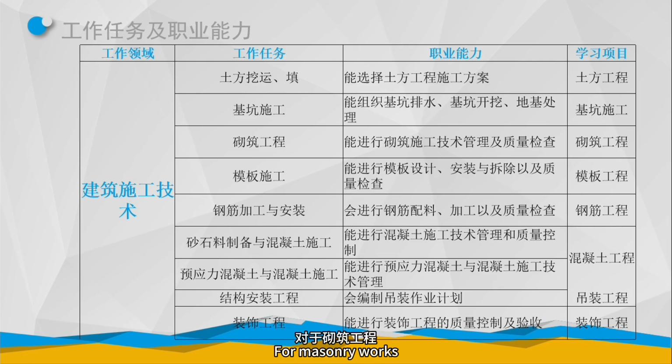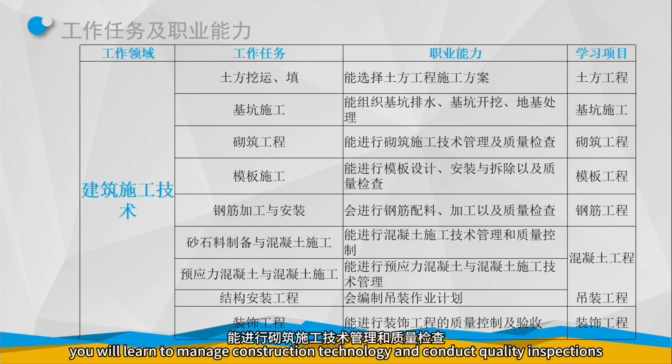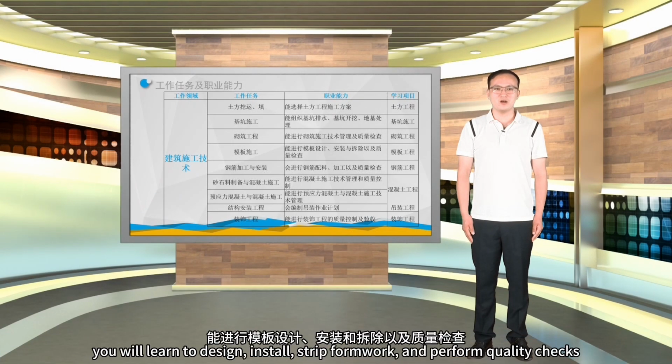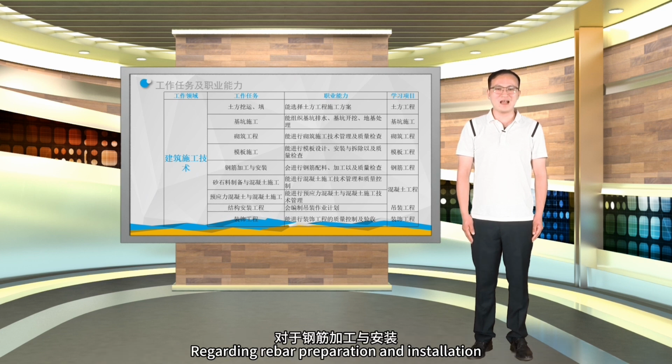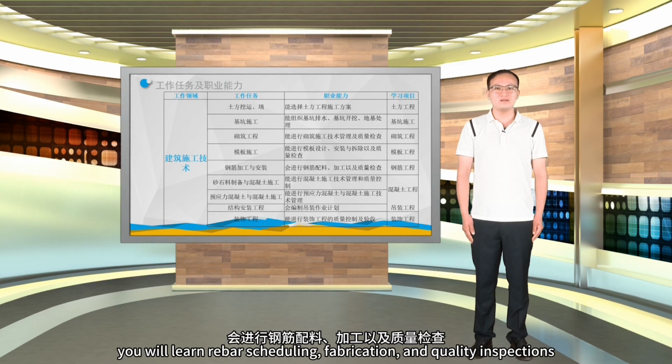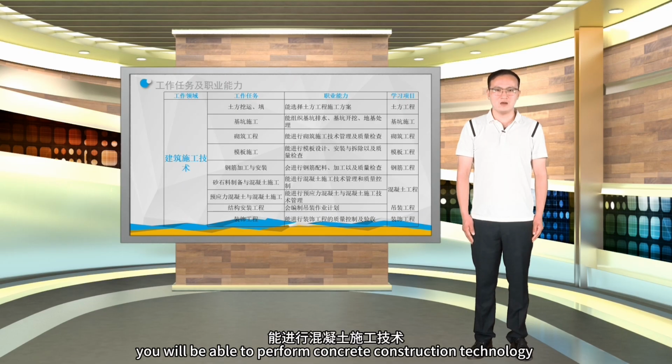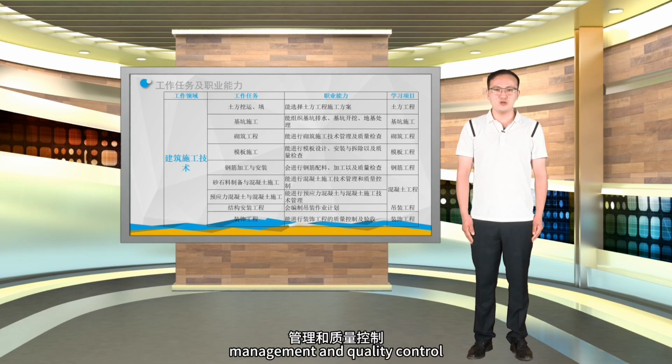For masonry works, you will learn to manage construction technology and conduct quality inspections. In formwork construction, you will learn to design, install, strip formwork, and perform quality checks. Regarding rebar preparation and installation, you will learn rebar scheduling, fabrication, and quality inspections. In aggregate preparation and concrete works, you will be able to perform concrete construction technology management and quality control.